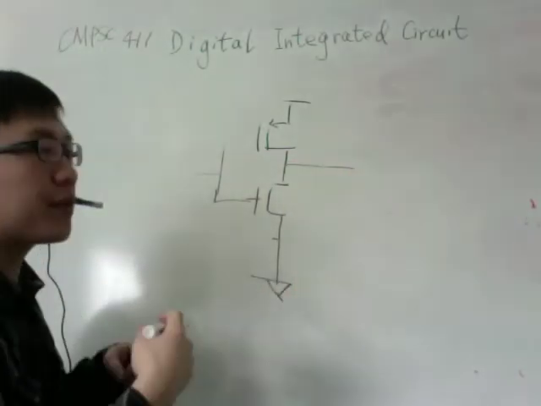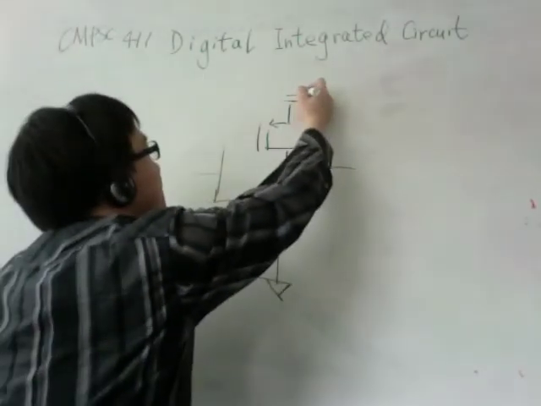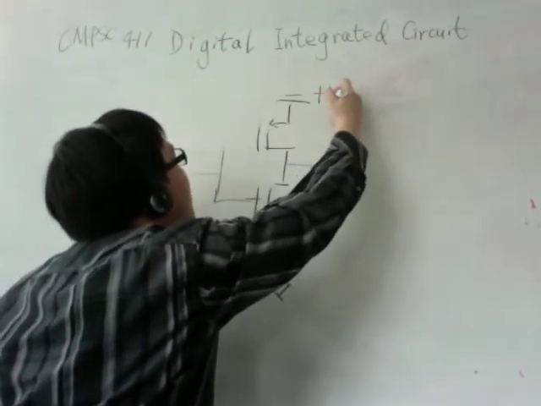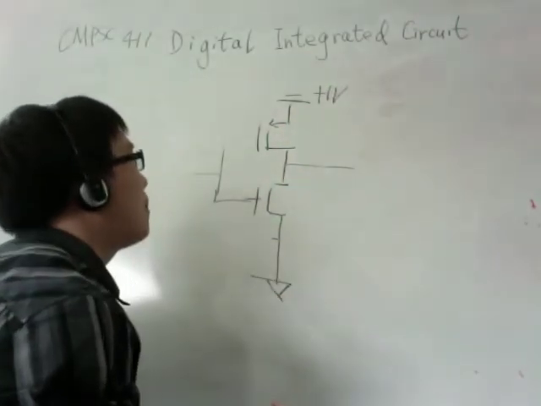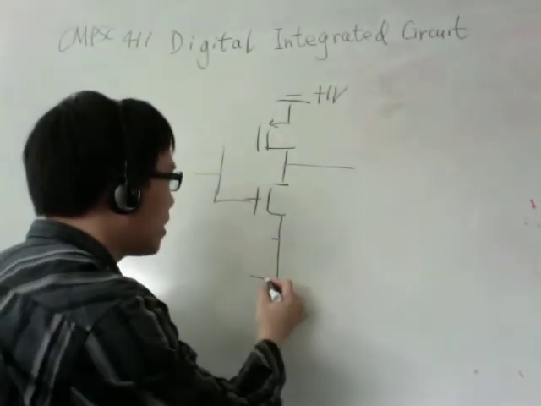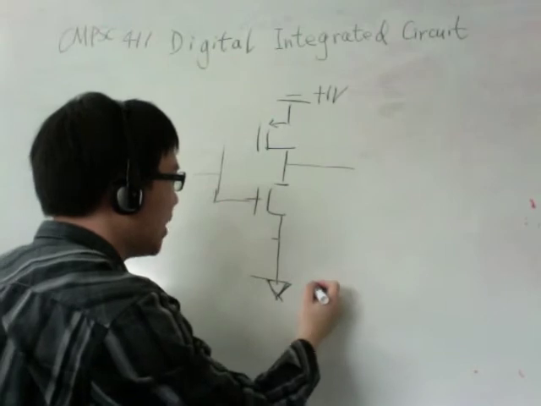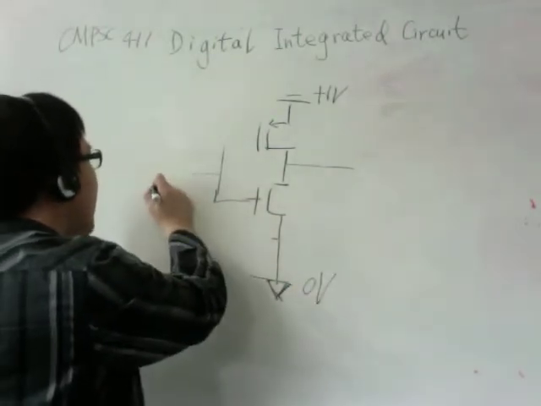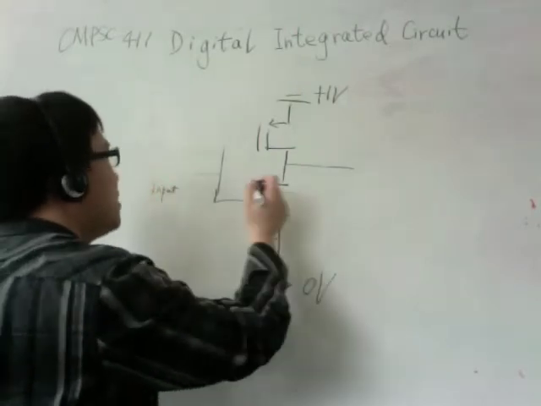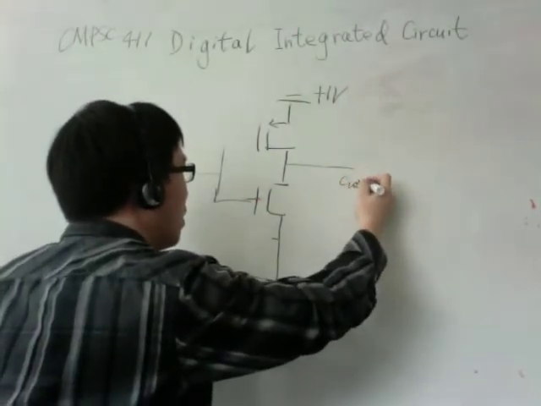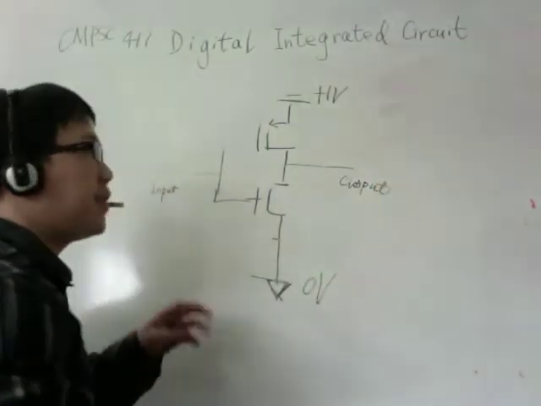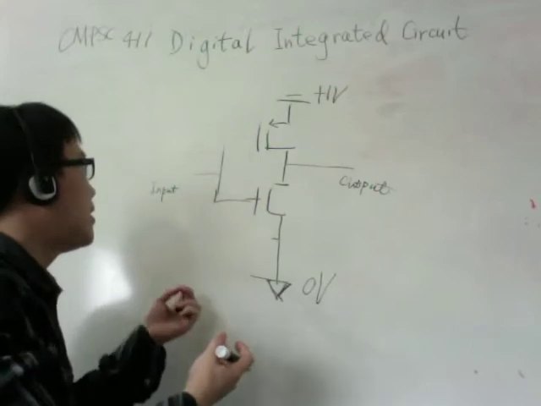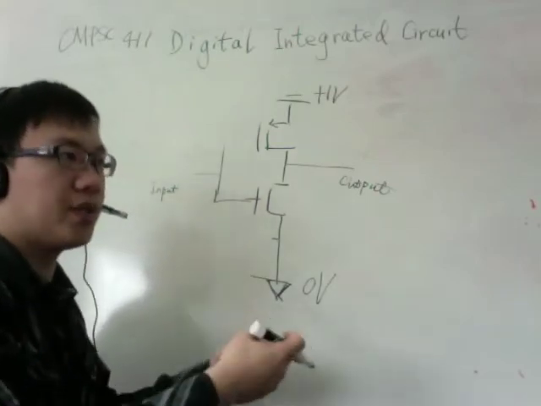This is a four-terminal module. The top node is always connected to a positive voltage, say positive 1 volt, and the bottom node is always connected to ground, 0 volts. And this terminal is an input. This terminal is the output. We call this module an inverter. An inverter inverts input information to its inversion.